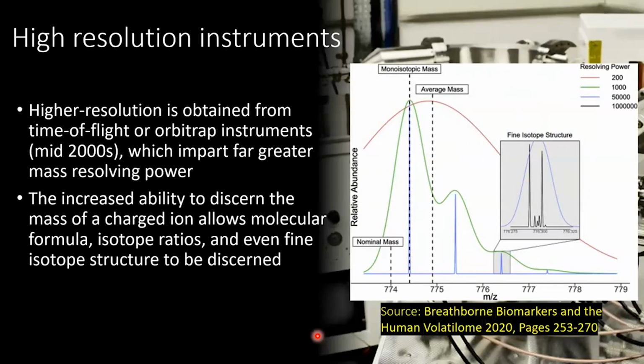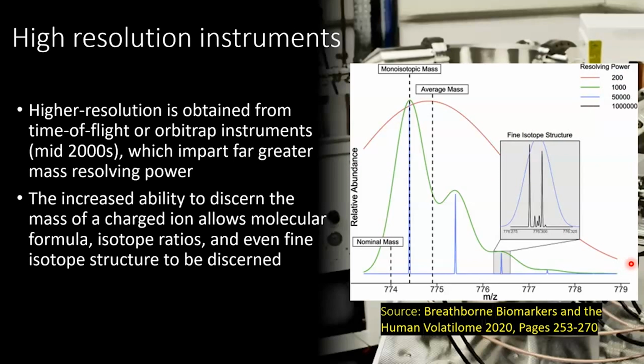So just to talk about that a little bit, we've got a diagram shown here, and each of these coloured traces shows how the same molecular fragment would appear based on the quality or the resolving power of the instrument looking at it. For an extremely basic instrument with a very, very low resolving power, all you might see is the average mass of all the isotopes lumped together. That is the red trace shown there.